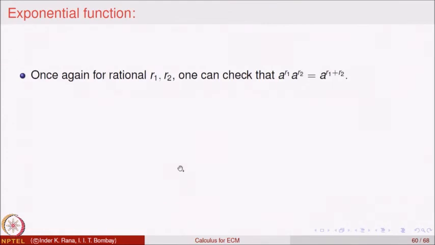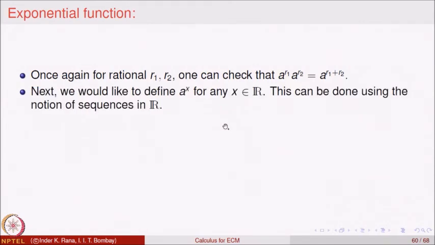So, for rational numbers, one can define a raised to power a rational number, and then using the definition you can prove, or let us assume all these facts, but I am just giving you a route, how it is not that easy to define the power function. So, a raised to power r1 into a raised to power r2 is equal to a raised to power r1 plus r2, once a raised to power a rational number has been defined.